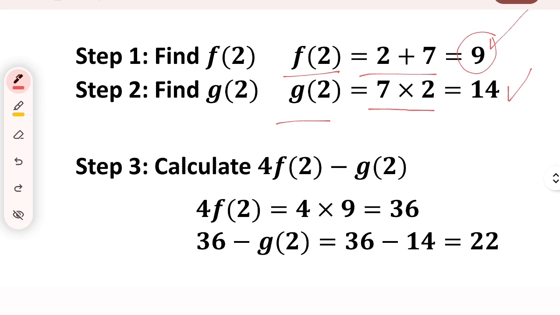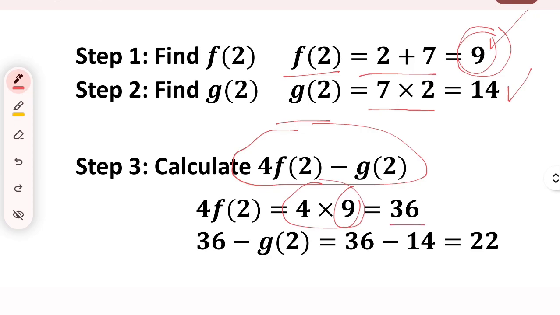Now that we have the values of f of 2 and g of 2, this is the time, as mentioned in my strategy, that you need to multiply if there is a coefficient. We need to calculate 4 f of 2 minus g of 2, but we need to multiply f of 2 by 4 first. f of 2 is actually 9, so we multiply it by 4. So 4 times 9 is 36.